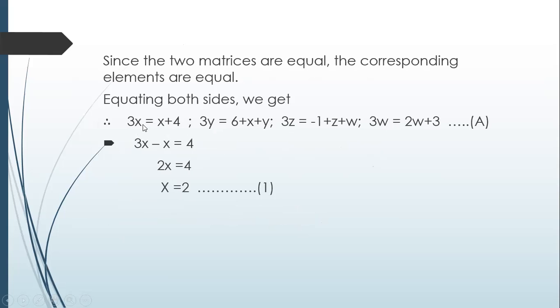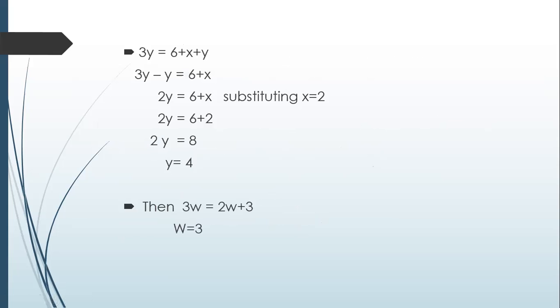Then we can take x from the right side to the left side. 3x minus x equals 4. We subtract: 3x minus x equals 2x. 2x equals 4, x equals 2. Then next.